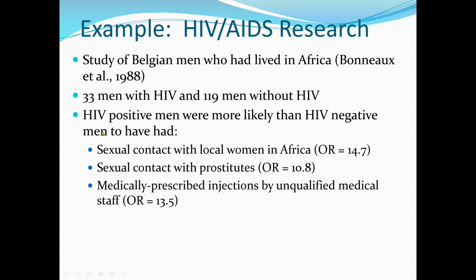They found that HIV positive men were more likely than HIV negative men to have had sexual contact with local women in Africa. Here they found the odds ratio to be 14.7, based on the data collected between the case and the control. Also, for sexual contact with prostitutes, the odds ratio is 10.8. And for medically prescribed injection by unqualified medical staff, the odds ratio between the case and control is 13.5.